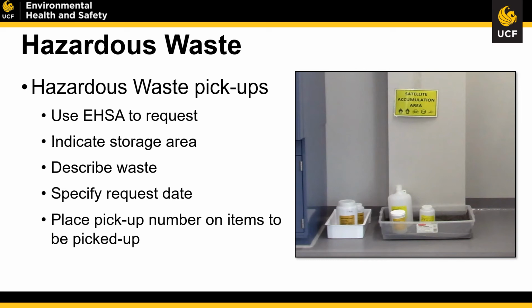Please note EHS may be able to pick up on that date, or they may go by the scheduled date for the building. You can find out your scheduled pickup dates for your building and area by checking the EHS website under the hazardous waste pickup schedule. Once a pickup request is placed in, a pickup number will be generated, and that number needs to go on the hazardous waste labels, so that when a health and safety specialist arrives at your location, they can easily find your waste and know exactly what items need to be picked up.